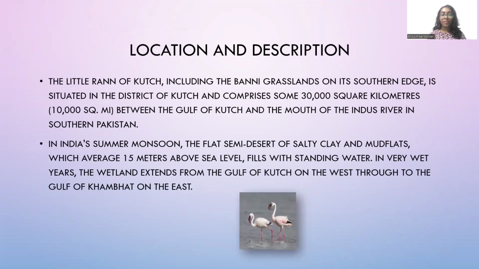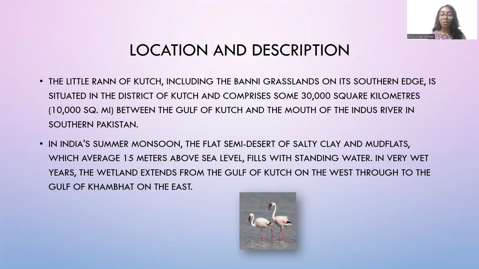Location and description. The little Rann of Kutch, including the Bunny grasslands on its southern edge, is situated in the district of Kutch and comprises some 30,000 square kilometers, that is 10,000 square miles, between the Gulf of Kutch and the mouth of the Indus River in southern Pakistan.